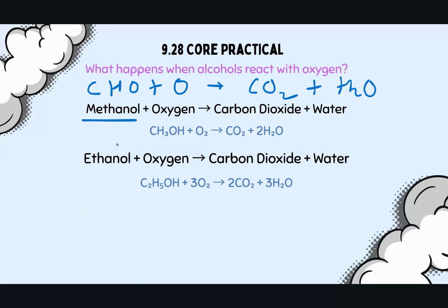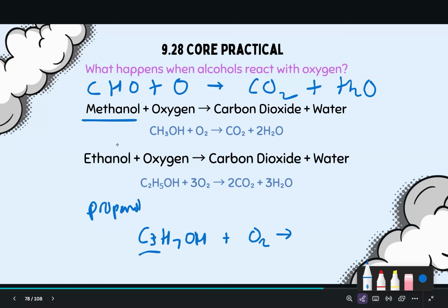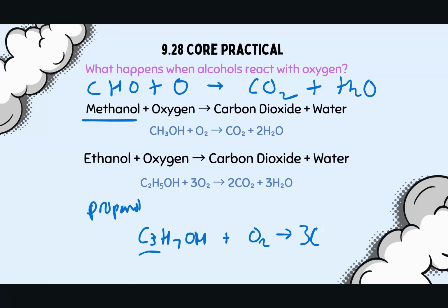So if we're talking about propanol plus oxygen, then we mean C3, double it plus one, so 7, OH, plus oxygen gives us, now we've got 3 carbons here. So that's going to be 3 CO2. And we've got 7 plus 1, 8 hydrogens. So that's going to be 4 H2O.